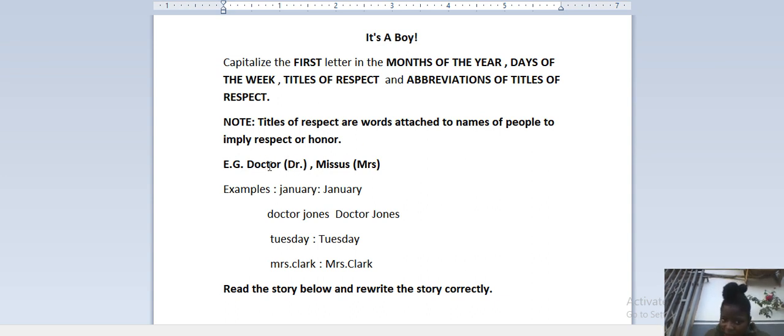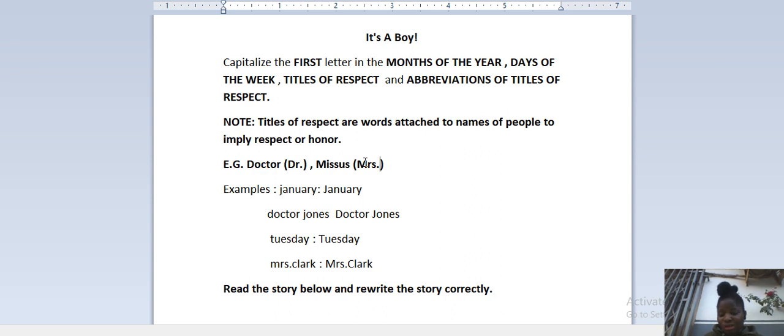Examples of these titles of respect are doctor. The abbreviation of doctor is Dr. over here. If you're writing Dr. as the short form of doctor, you're also supposed to capitalize the D. I have another one here, Mrs. We have Mrs. over here, and we have the more popular abbreviation Mrs. Sorry, there's supposed to be a dot over here. I forgot to put that over here.